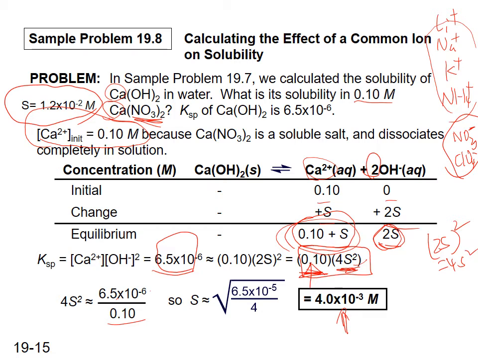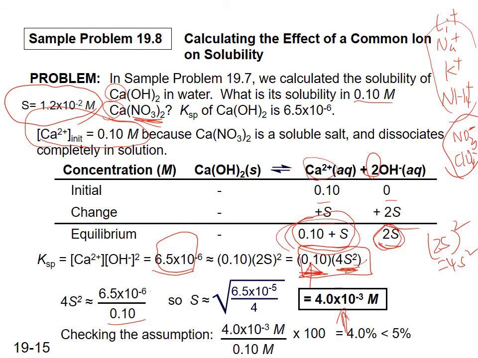Now we also need to check our assumption. So we write the calculated number divided by the initial concentration, which is 4%, less than 5%. So the assumption is correct, and we can omit S in this equation and just write 0.1.